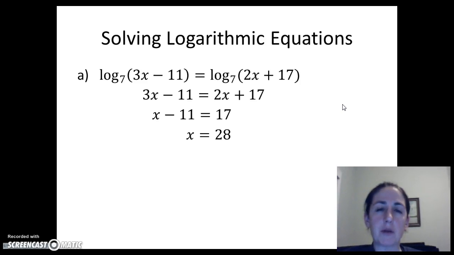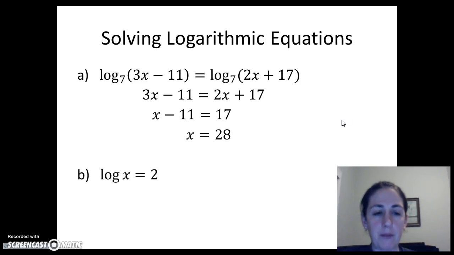Now with logarithms, remember we have a restriction that you cannot take the logarithm of a negative number and you cannot take the logarithm of 0. So the only thing that you can take the logarithm of is a positive value. So you do a quick check. If you plug 28 into this logarithm, make sure you get a positive number, which you do. And if you plug 28 inside of this logarithm, make sure you get a positive number. So with solving logarithms, you need to do a quick check just to make sure when you plug it back in, it doesn't give you a negative value or 0.